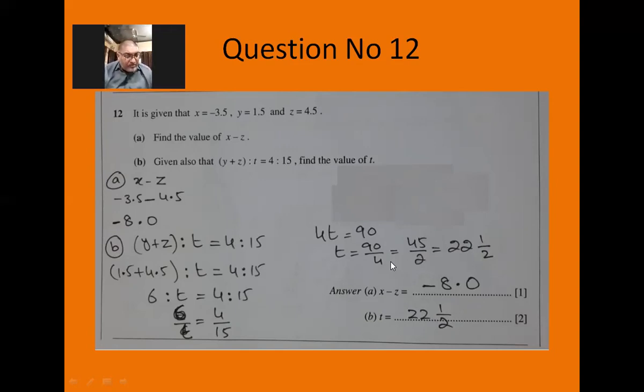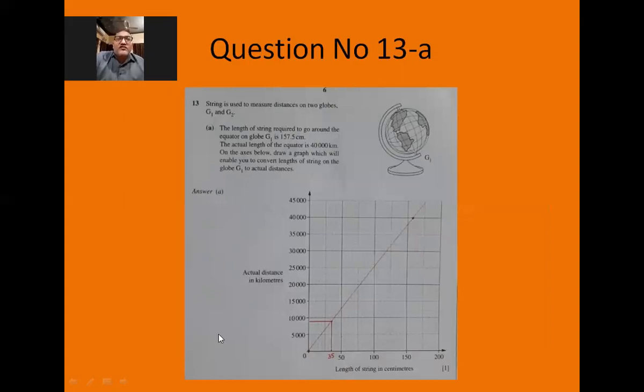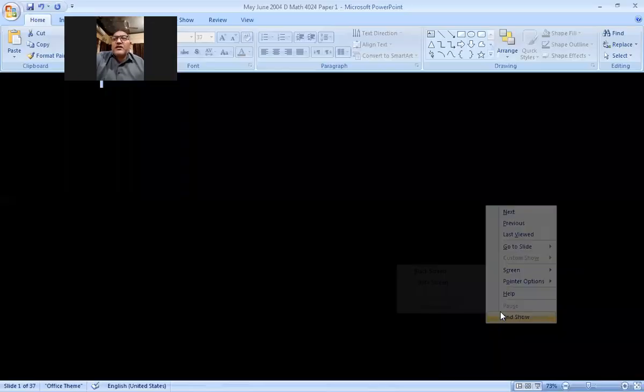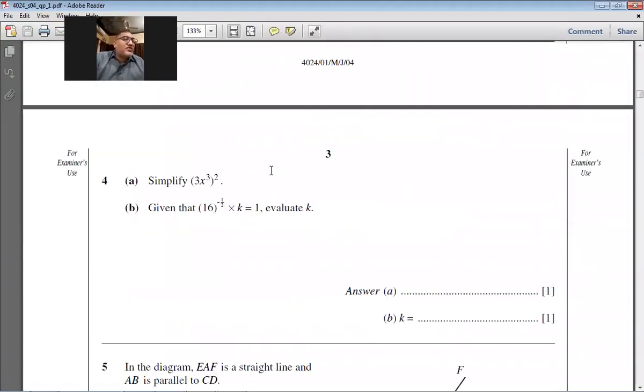That was question number 12. So let's go to the next part. I think that this question is not very clear to you. So let me show you that from the graph paper, from the original paper. So that is question number 13.